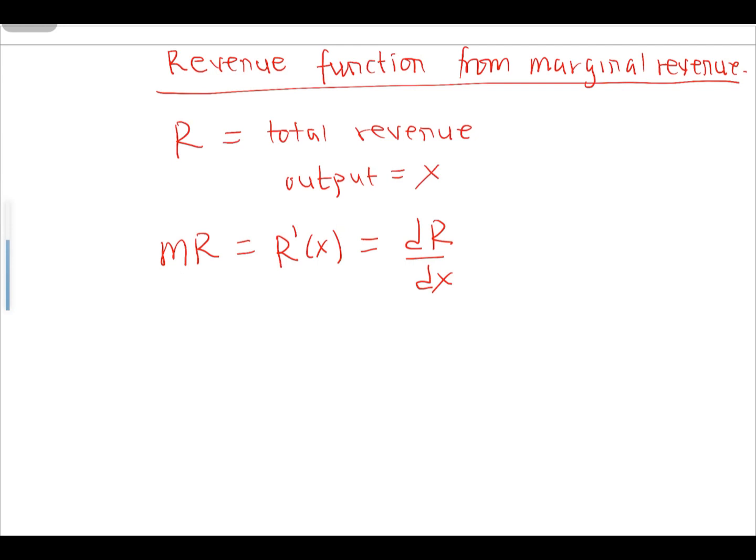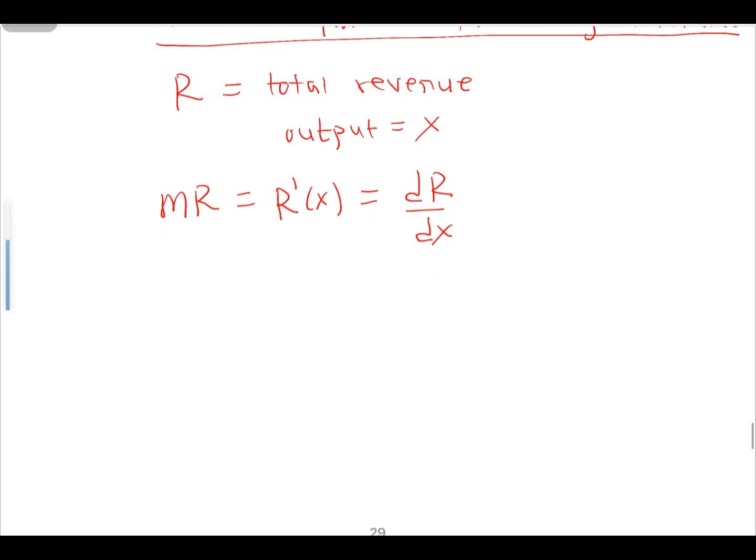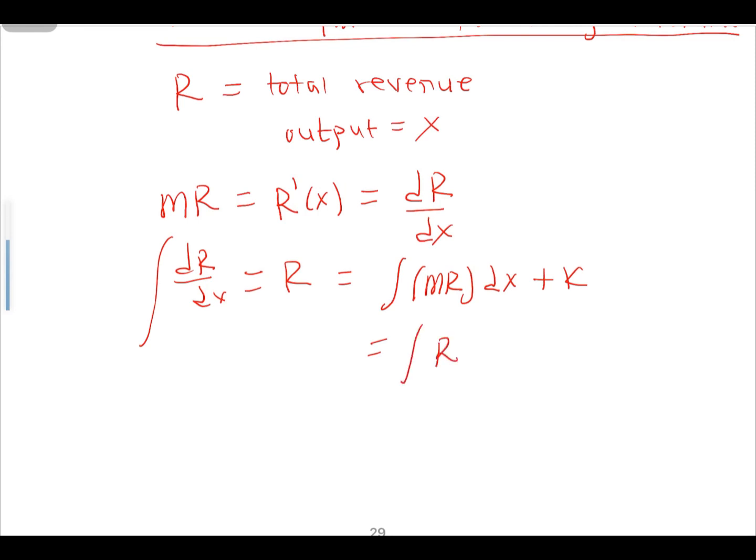So integrating with respect to X, we will get back the revenue function. When we integrate this dR over dx, we get back the revenue function R, and therefore R is going to be the integral of this marginal revenue dx, and sometimes they add the constant plus K, where K is our constant. Or some people represent it as the integral of R prime of x dx plus K. All works.